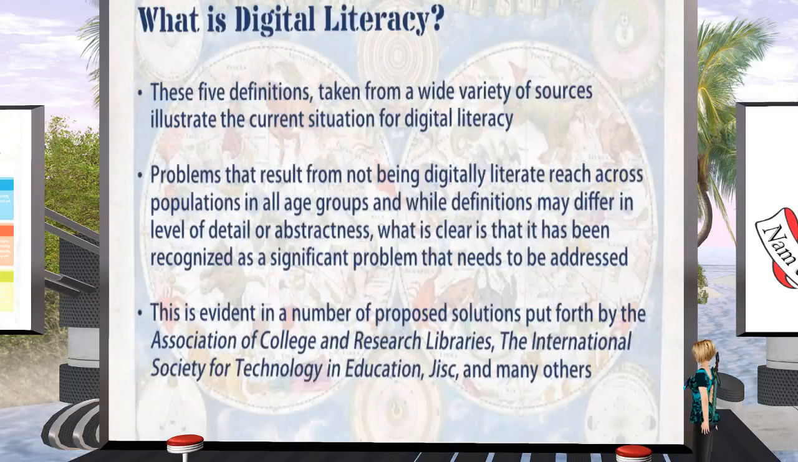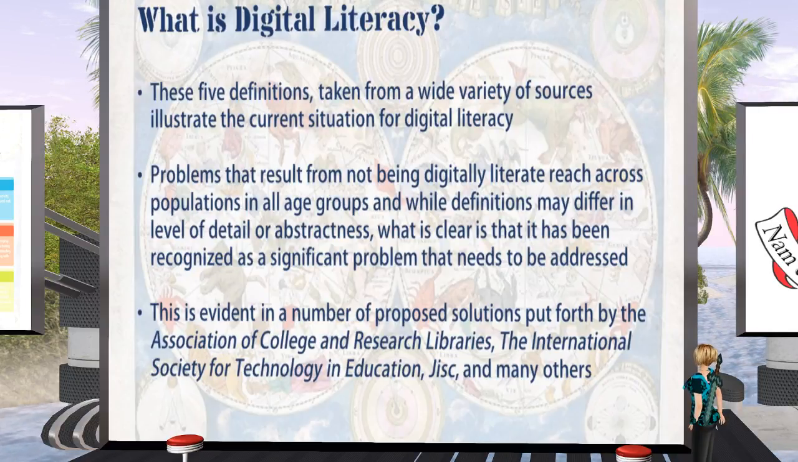So to tie this up, the five definitions that I've just given you are taken from a wide variety of sources, and they illustrate the current situation with regard to digital literacy. The problems that result from not being digitally literate reach across populations in all age groups, and while definitions may differ in level or detail of abstractness, what is clear is that it has been recognized as a significant problem that needs to be addressed.